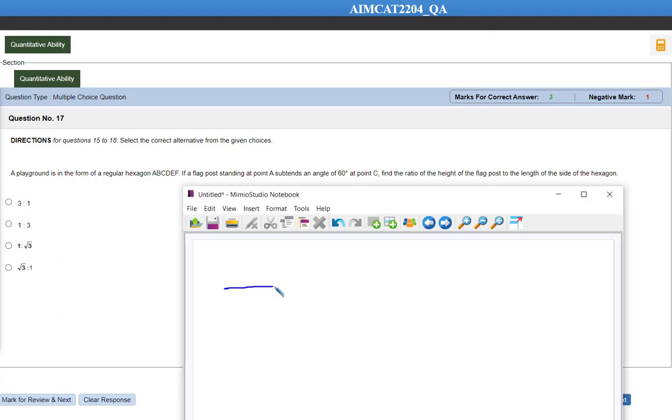So this is A, this is B, this is C. I will not draw a complete diagram. This is A, B and C. Then a flag is at point A, so let's say PA is a flag. This is point C. If I join AC, and the flag subtends an angle of 60 degrees at point C, it means this angle is 60 degrees, and this angle is 90 degrees.